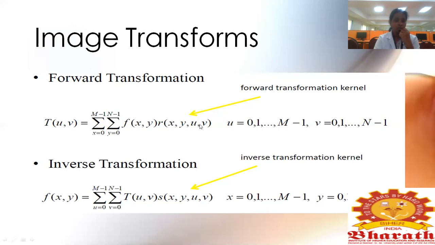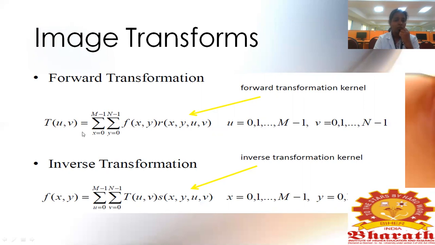This you call a forward transformation function or a forward transformation kernel. What it does is combine the parameters x comma y and u comma v, and construct a new transformation function which you call t of u comma v. In other words, the image f of x comma y is operated upon by the function r of x comma y comma u comma v, and it has been transformed into t of u comma v, right?